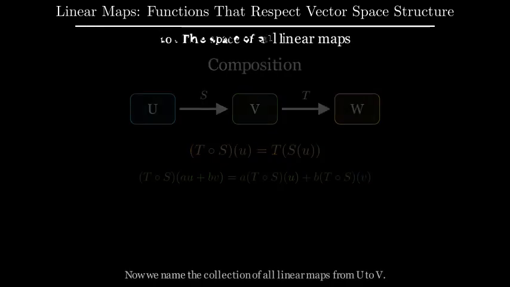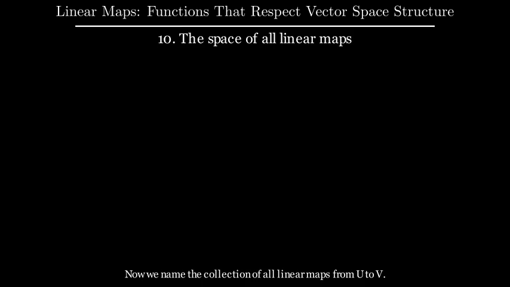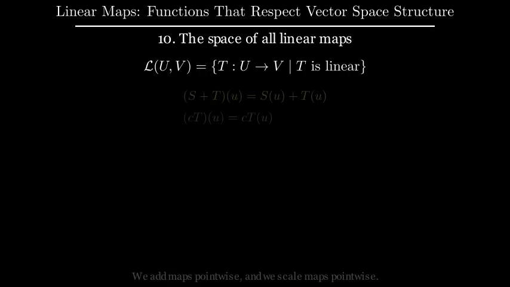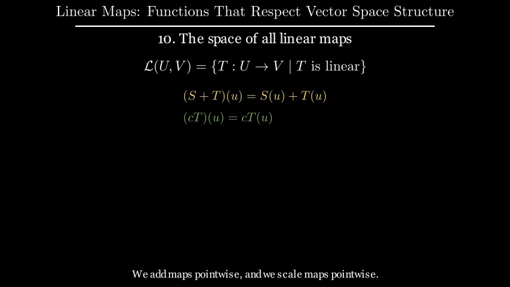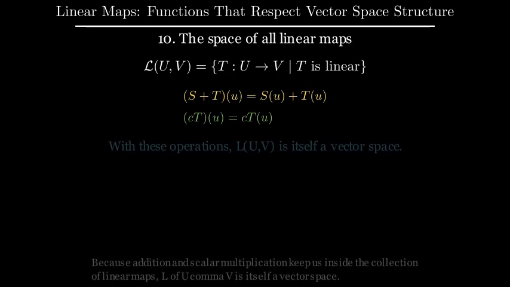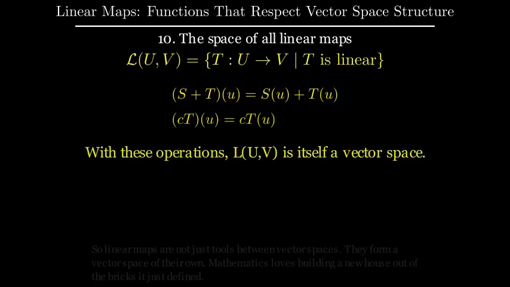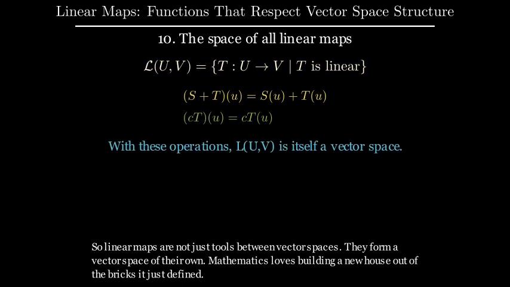Now we name the collection of all linear maps from U to V. We write L of U, V for the set of all linear maps from U to V. We add maps pointwise and we scale maps pointwise. Because addition and scalar multiplication keep us inside the collection of linear maps, L of U, V is itself a vector space. So linear maps are not just tools between vector spaces. They form a vector space of their own. Mathematics loves building a new house out of the bricks it just defined.